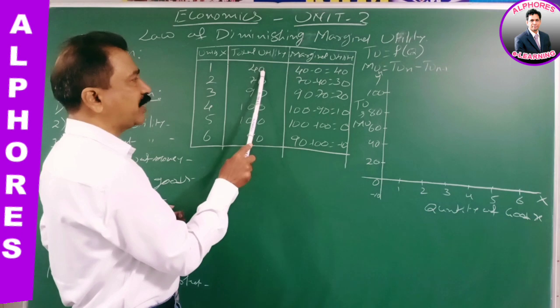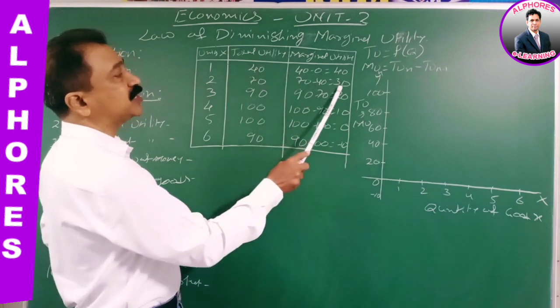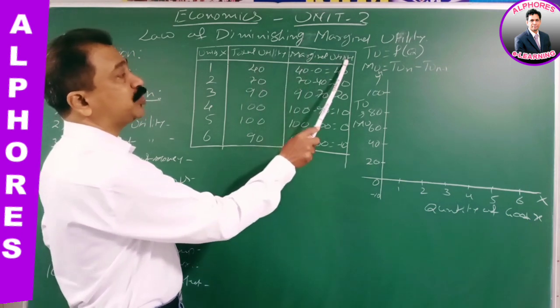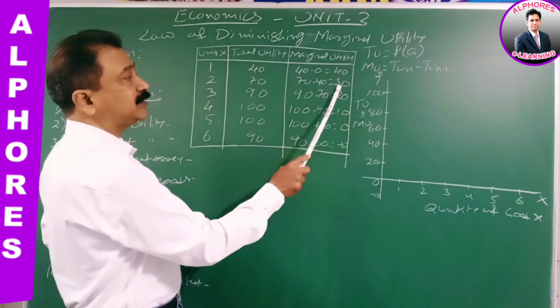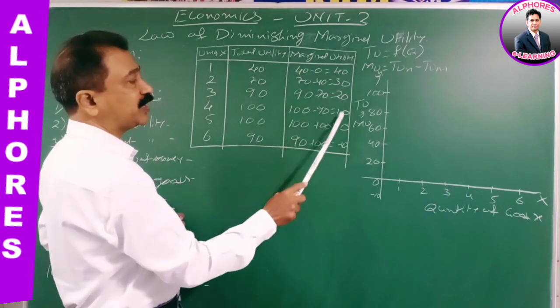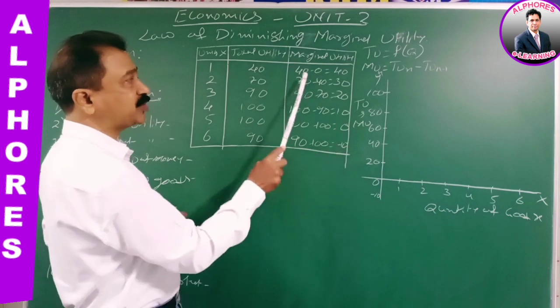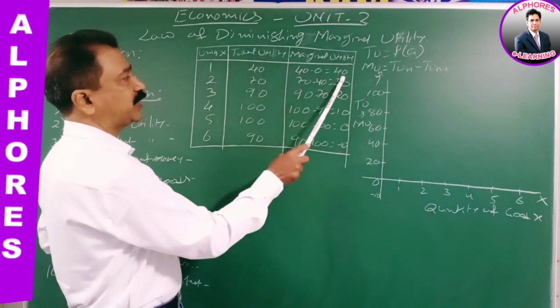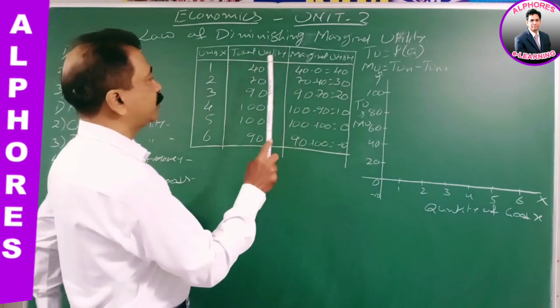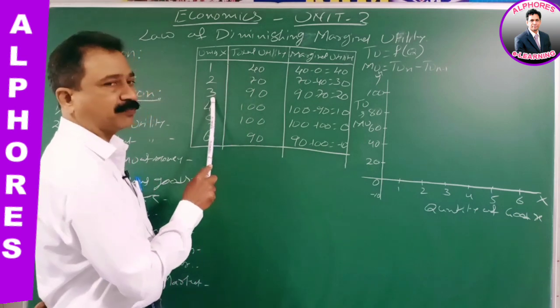70 minus 40, it is 30. How much marginal utility are you going to get? 30. This is the counting of marginal utility. Got it? First, 40 minus 0, 40. 70 minus 40, 30.